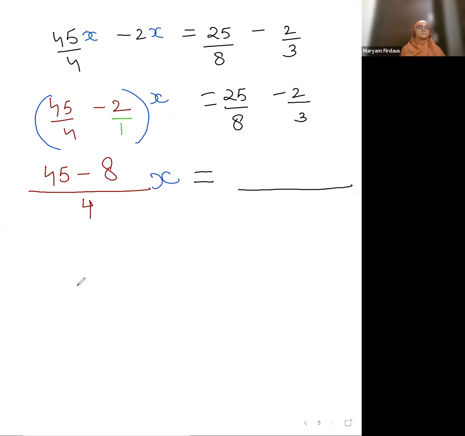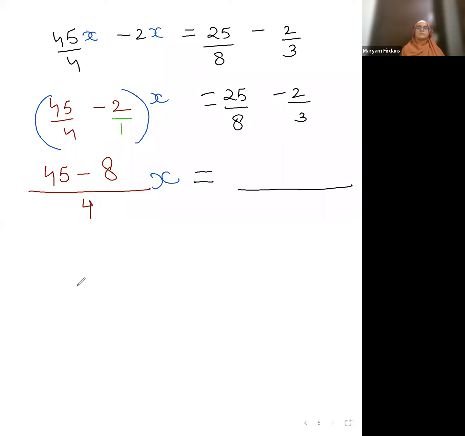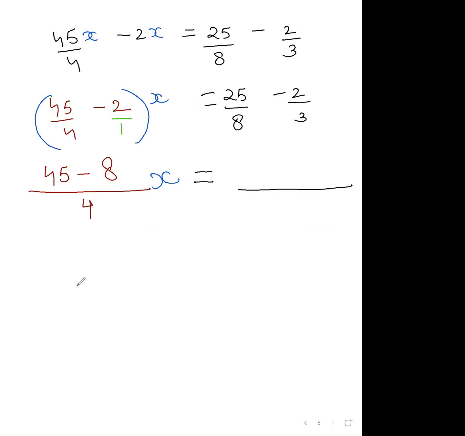Hiba, first of all, 8 and 3, are they co-prime numbers? First of all, they're not primes, but yeah, are they co-prime? What does co-prime mean? That both of them don't have any factors in common. So are 8 and 3 co-prime? No. What factor do they have in common? 2 and 4. 2 is a factor of 3.